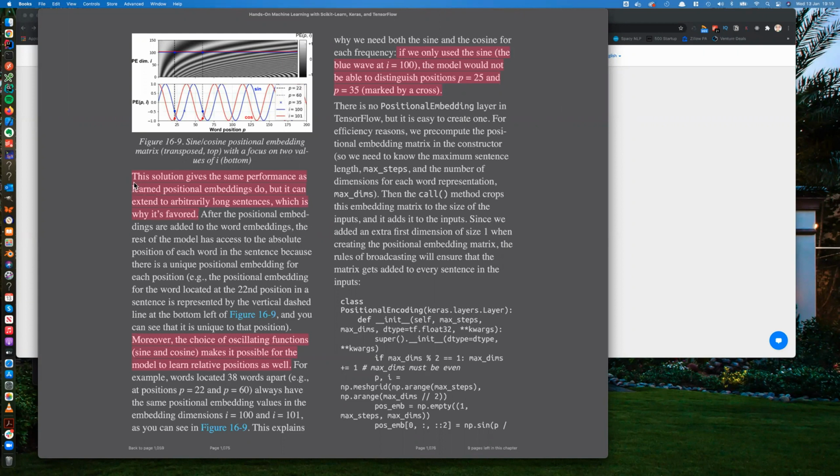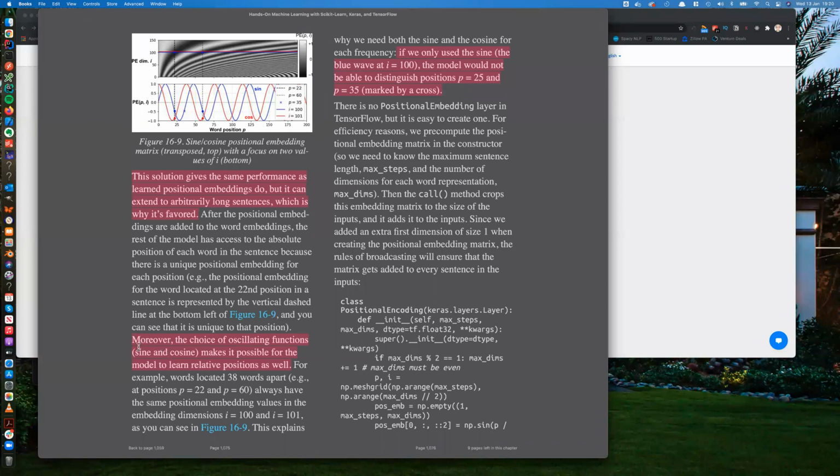And so there's an interesting comment here saying this solution gives the same performance as learned positional embeddings do, but it can extend to arbitrarily long sentences, which is why it's favored. So in theory, you could learn the positional embeddings, but this gives the same performance, and you can pre-compute it as well, which is quite nice.